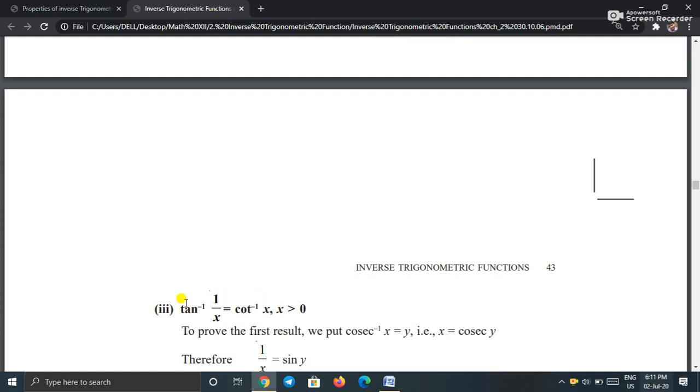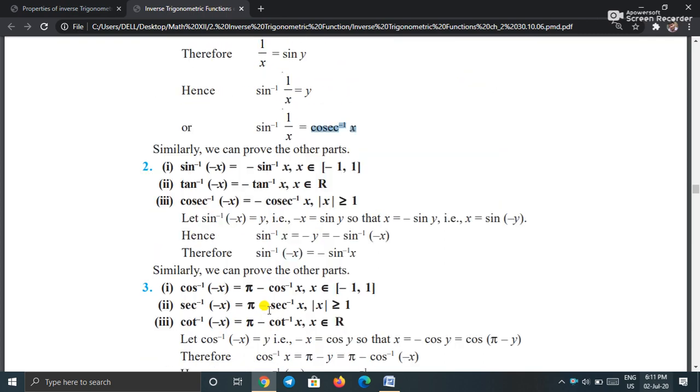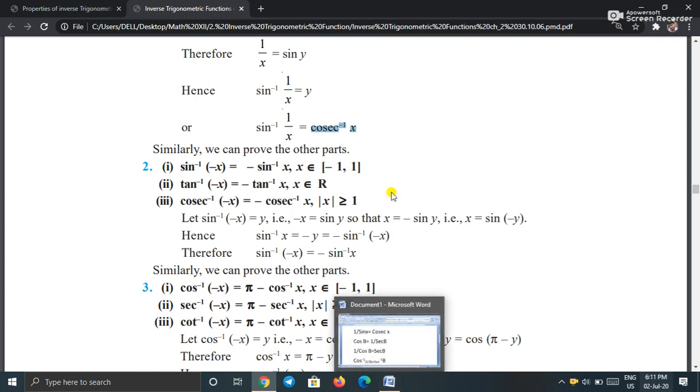Similarly, the third formula is tan inverse 1 upon x is equal to cot inverse x, because you have already studied 1 upon tan theta is equal to cot theta, right? Now the next property is sin inverse minus x is equal to minus sin inverse x. This is same as sin of minus theta is equal to minus sin theta.